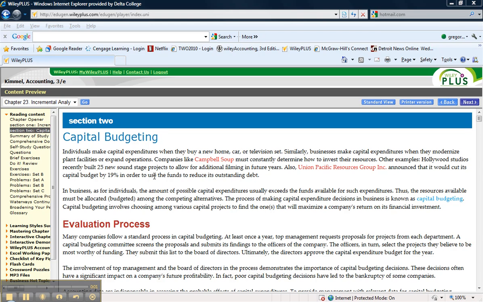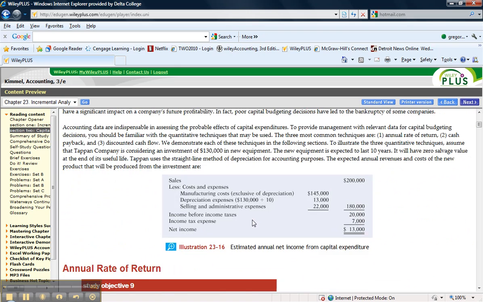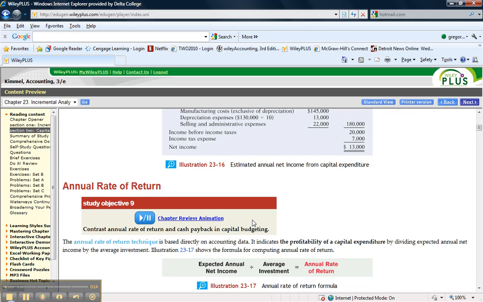The second section of this chapter is about capital budgeting. This is basically companies trying to decide whether or not they should use big chunks of money to invest in some major investment. There are a few different methods of evaluating an investment that the book is going to get into, and we're going to talk about them right now.